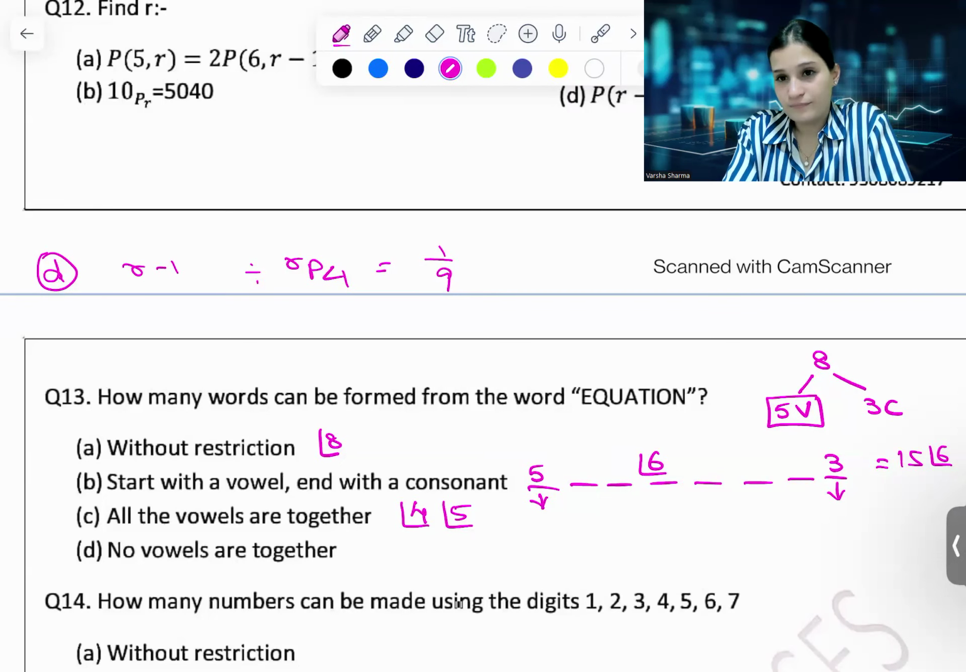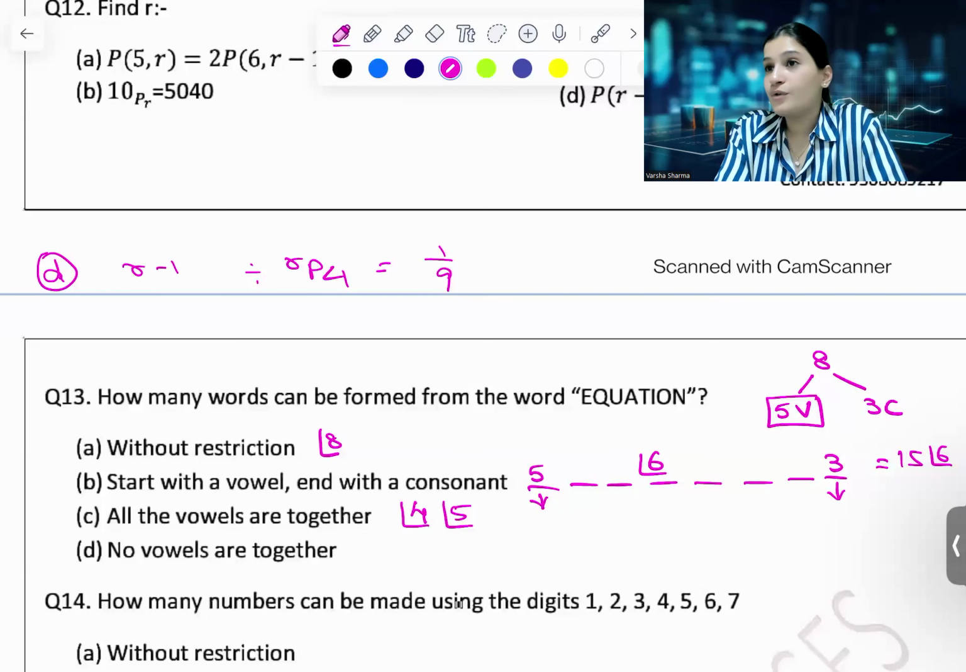Yes, ma'am. Now, no vowels are together.